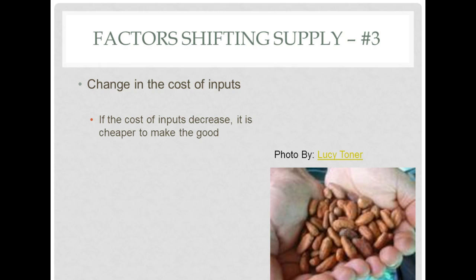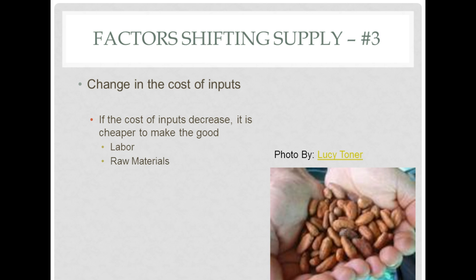Now, it's important to remember that inputs can mean a lot of things. It does, of course, mean raw materials, like the cocoa beans that go into making chocolate. But we also can't forget that the biggest other input we need to include is labor. Workers mean a lot of cost to a company. So, for example, if workers suddenly had a pay decrease, that would be a major decrease in the cost of one of the inputs going into making chocolate, and that would increase the supply of chocolate.